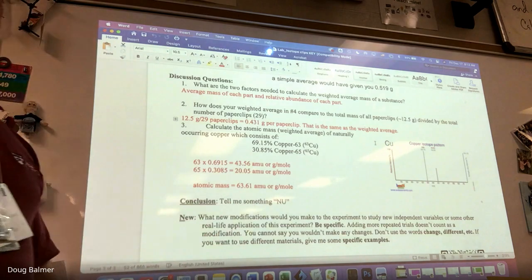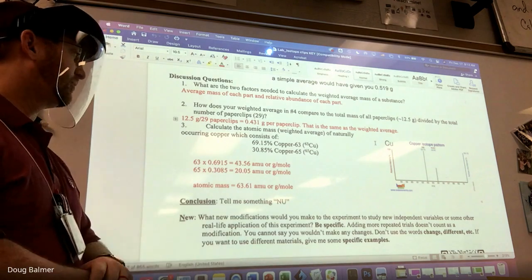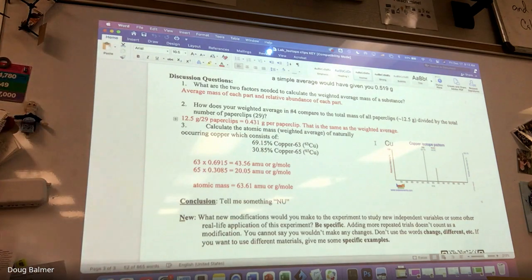You add the 2 together. Are we going to divide by 2 at the end? No, because multiplying by the percents really incorporated that division by 2. We just decided to unequally weight it. Show of hands, you got 63.61 when you did it. 63.61.